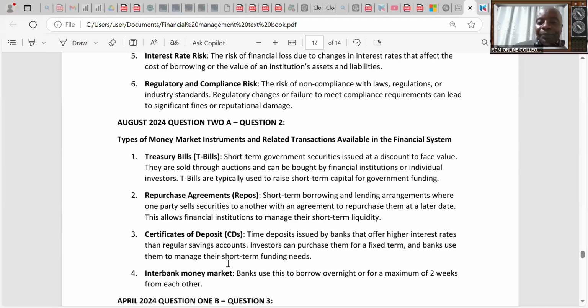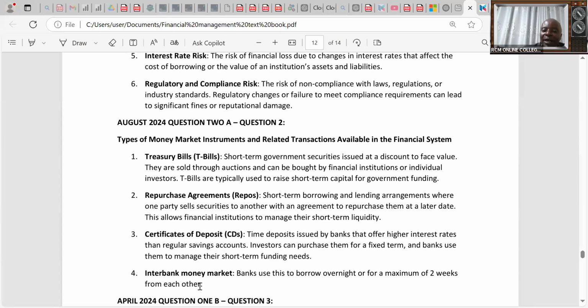Certificates of deposits are time deposits issued by banks that offer higher interest rates than regular savings accounts. Remember, in most cases, savings accounts will earn you 0 interest in 100% of these banks. But if you fix these and get what we call a certificate of deposit, then you'll be able to get this good interest on top.